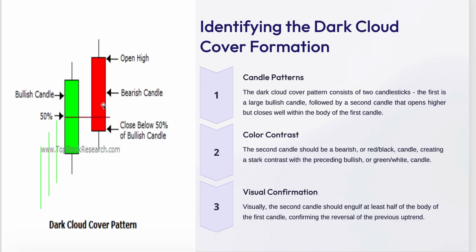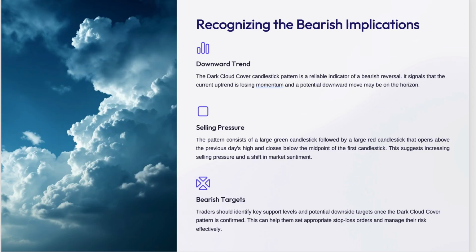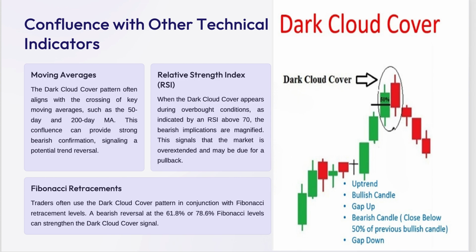Identifying candlestick patterns, color constraint, visual confirmation. Recognizing the bearish implication, downtrend, selling pressure, bearish targets. I think you have to make sure bearish targets are always based on the stop losses, how you will keep them, and the trend lines. I have showed you how to keep the stop losses and the trend lines in earlier videos. Go through that once, you will come to know them.